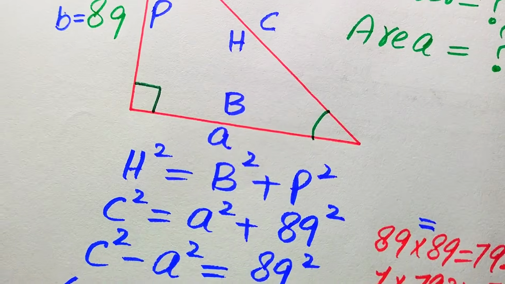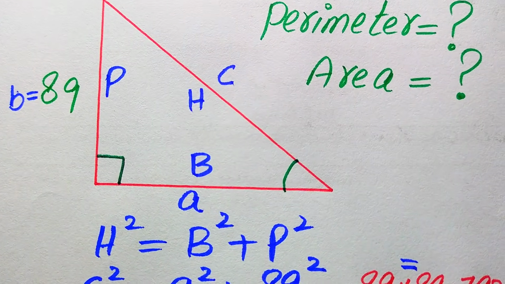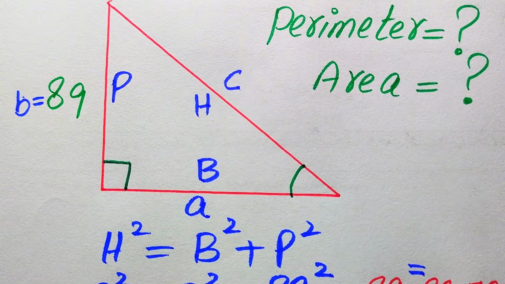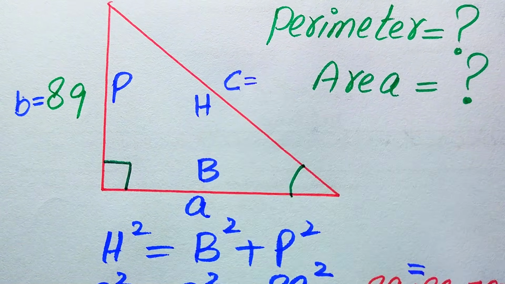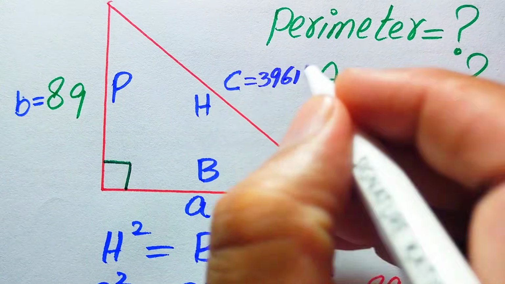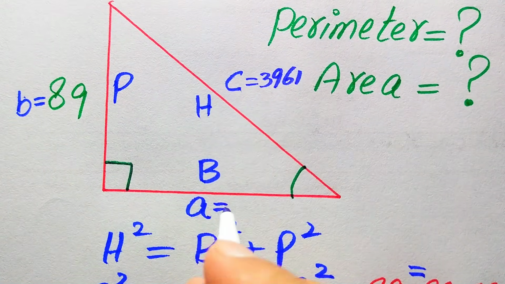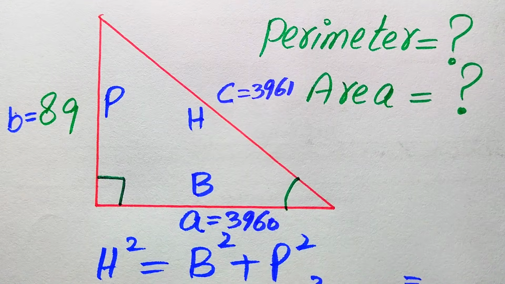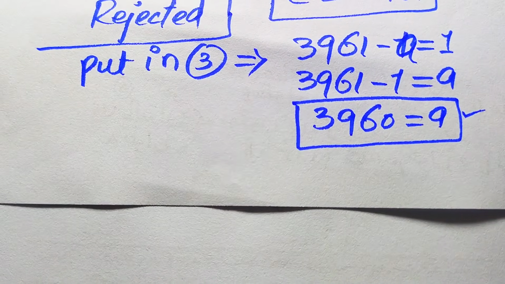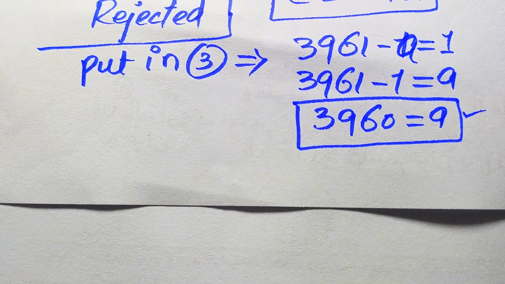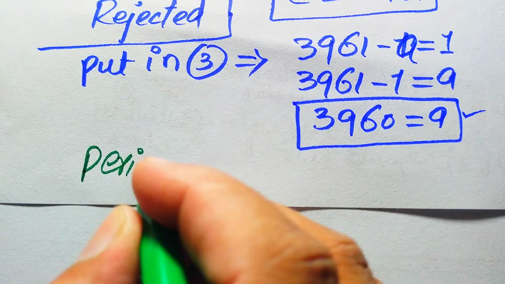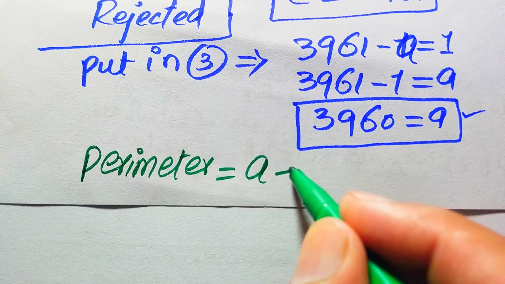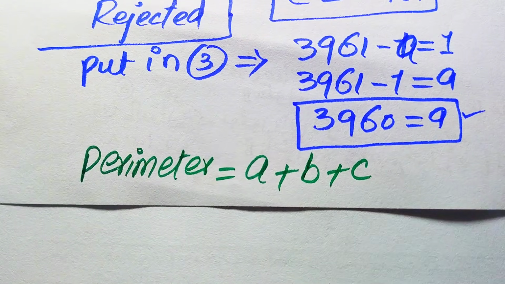And now we move backward, and you see that all the side lengths are now given, because we have the value of c is equal to 3961. The value of a which we find here is 3960. So now all the side lengths are given. And now we first use the formula of the perimeter of the given triangle. You know that the formula of perimeter is the sum of all the side lengths of the given triangle. It means that a plus b plus c.